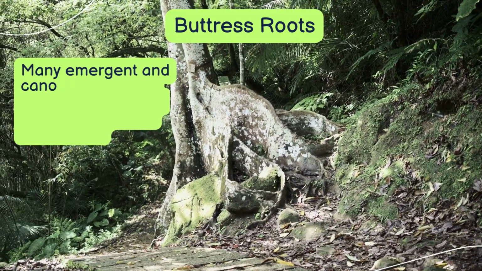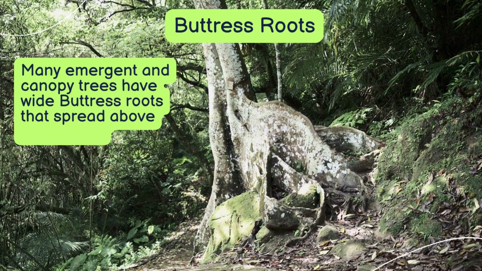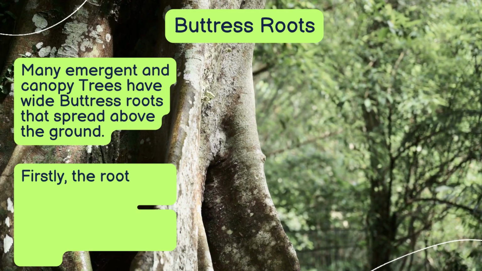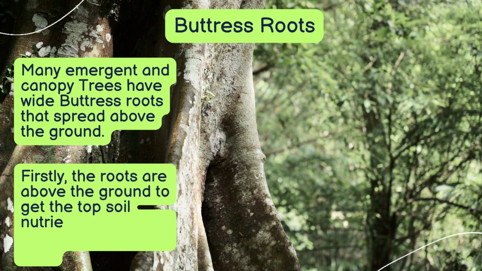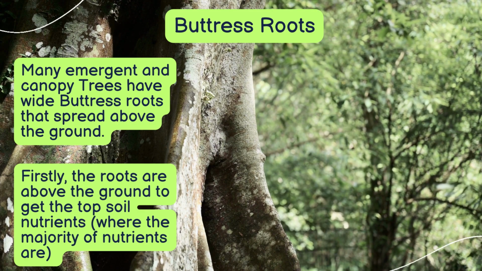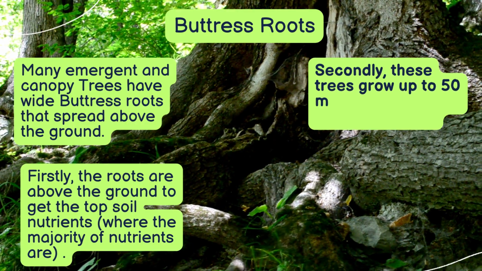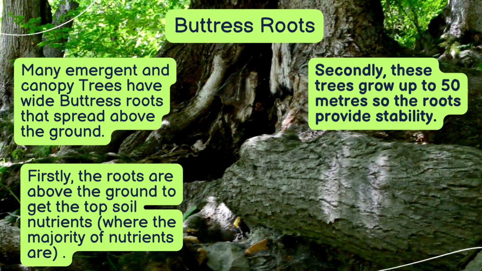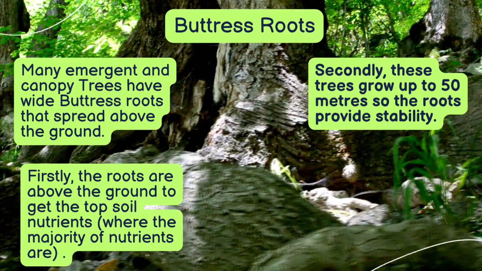So many trees in the canopy and the emergent layer have wide buttress roots. These spread out on the tops of the soil surface. Now this is a great adaptation for two reasons. Firstly, they are above the soil, as the majority of nutrients are in the top layer of that soil where the decomposers are. Secondly, emergent trees can get up to 50 meters in height, so the buttress roots provide stability that helps the emergent tree reach out for that sunlight.